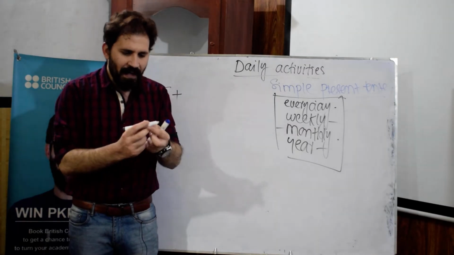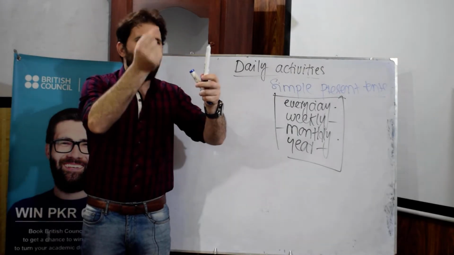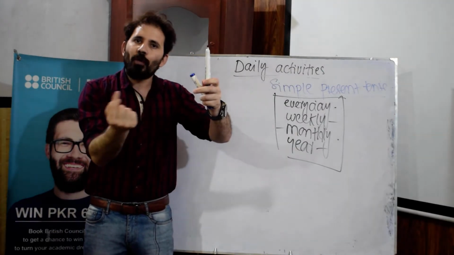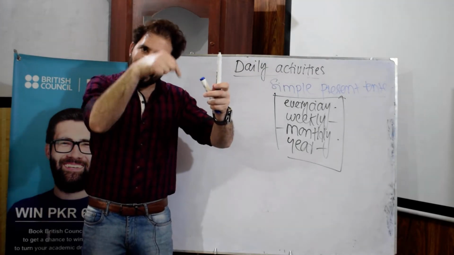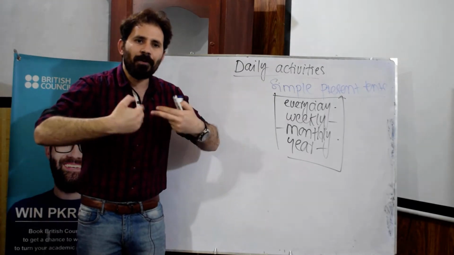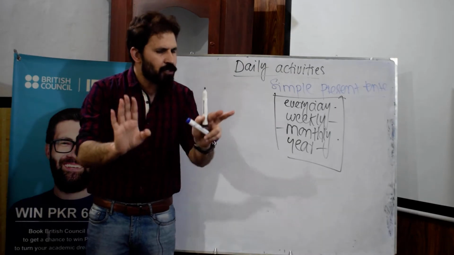For example, if I say this marker is blue, so I'm talking in a sentence about what? I'm talking about the marker. So when you talk about something in a sentence, it can be a subject, or you can say a person who performs an action, that can be a subject. Very easy definition I have given you.